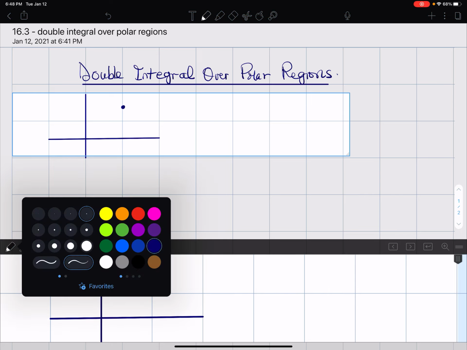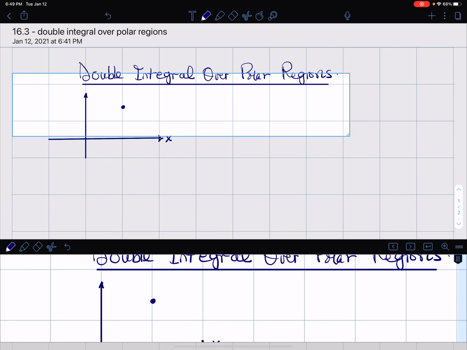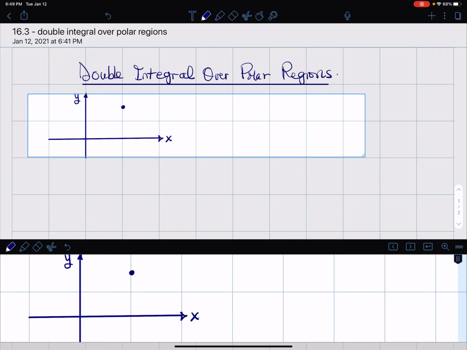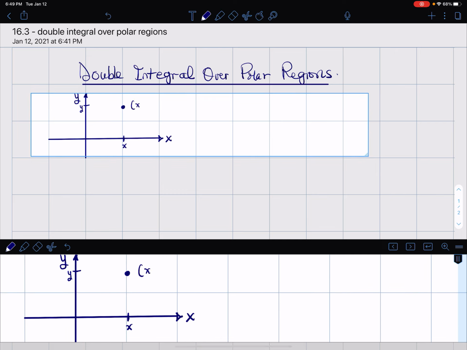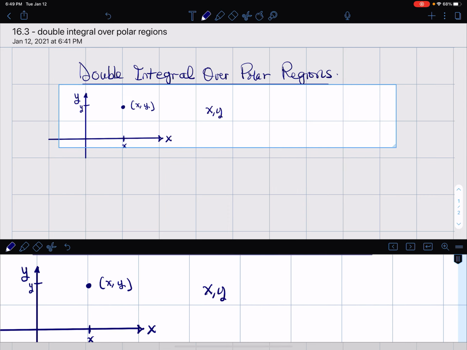You all know how to describe a point in the xy plane, also known as the Cartesian plane. So you have this is the x-axis and this is the y-axis. So this point here, assuming this point is x and y, so I'm abusing notation, I'm using x twice, but it's fine. So this point is just x and y. So this way of describing the point is called the Cartesian coordinate system.